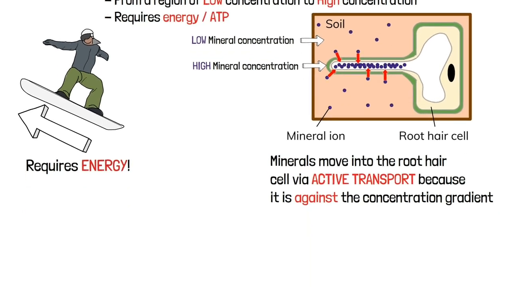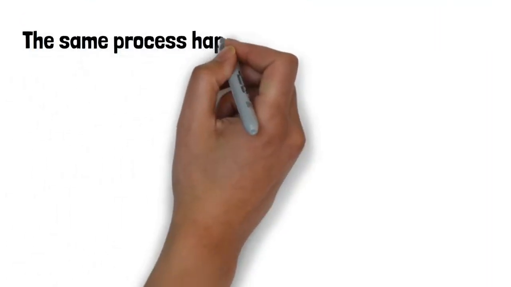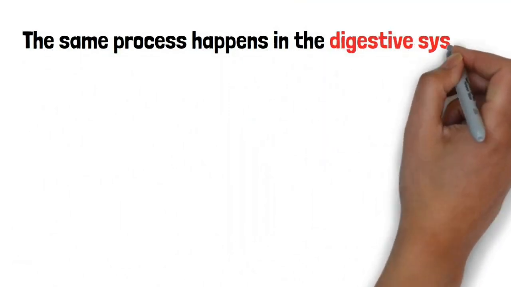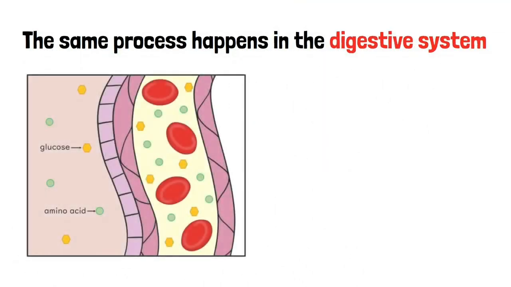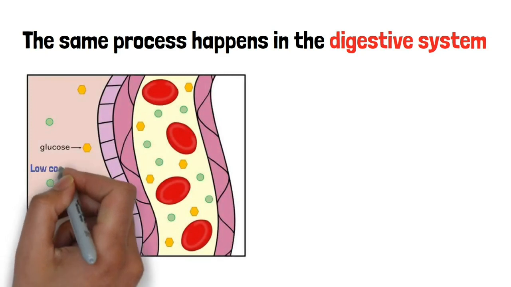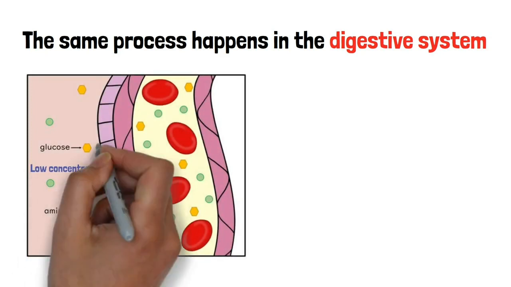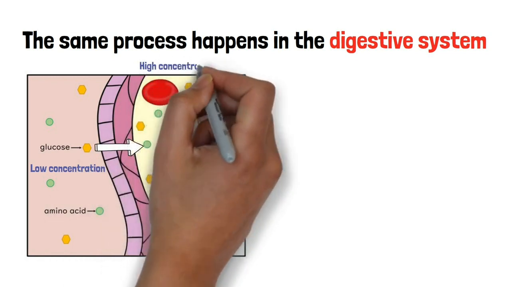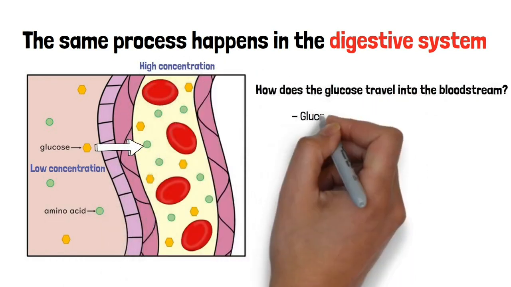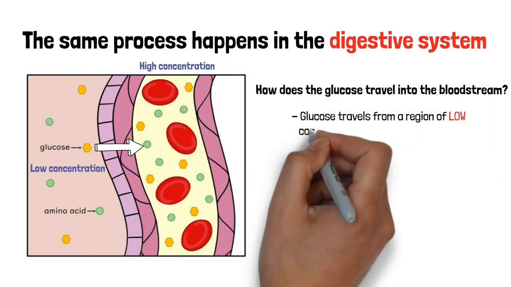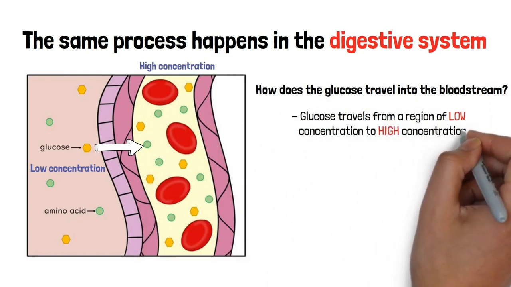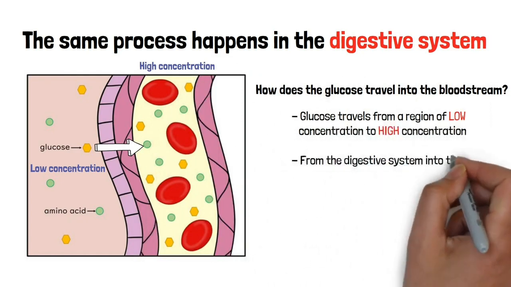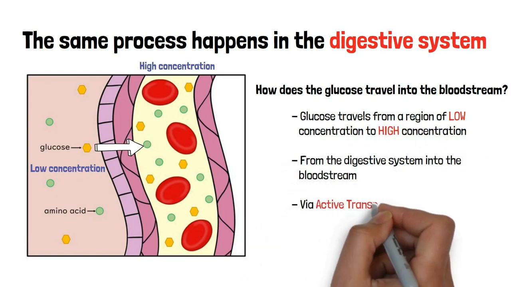Another key example you need to know is inside the digestive system. Now the same process happens. We have a low concentration of glucose inside the gut, and we have a high concentration of glucose inside our blood. We can say the glucose travels from a region of low concentration to high concentration, from the digestive system into the bloodstream, and this happens because of active transport.